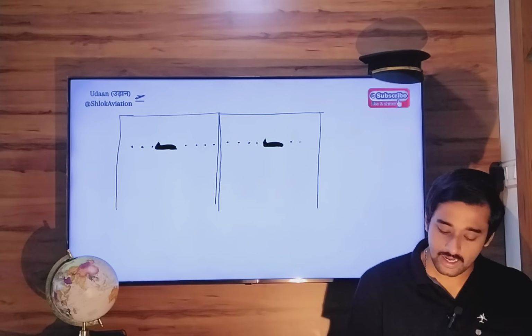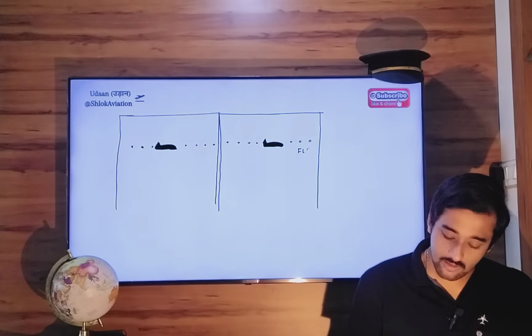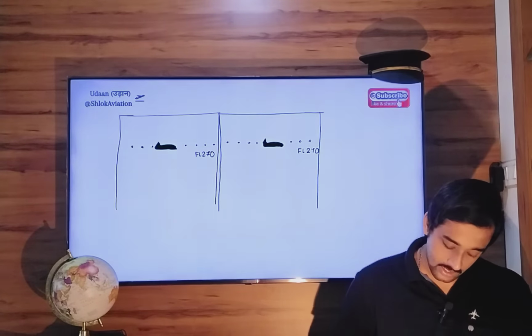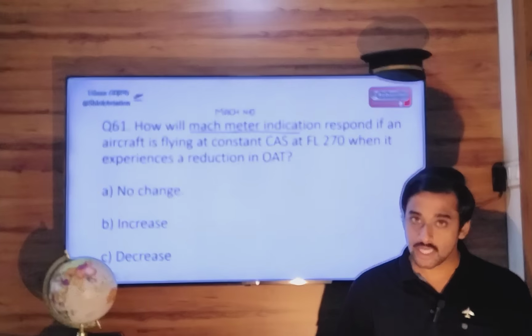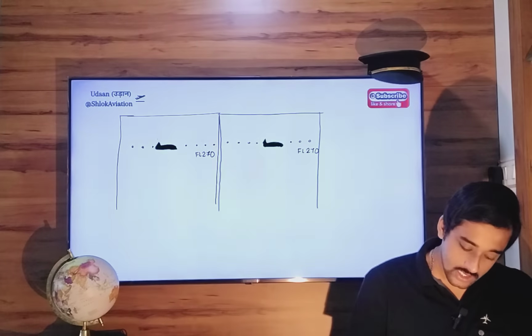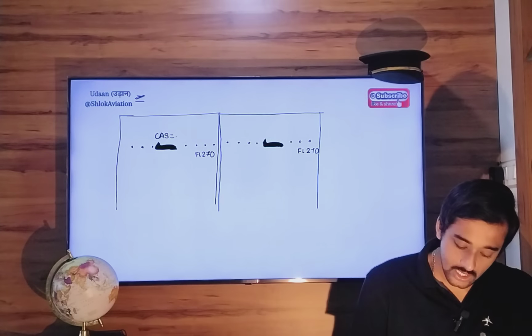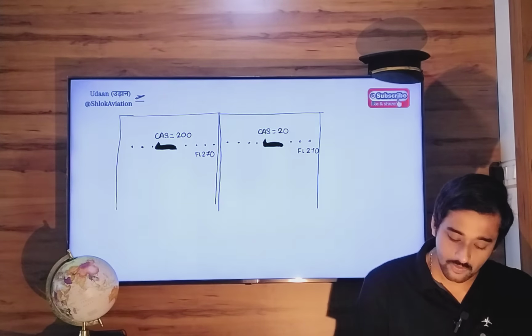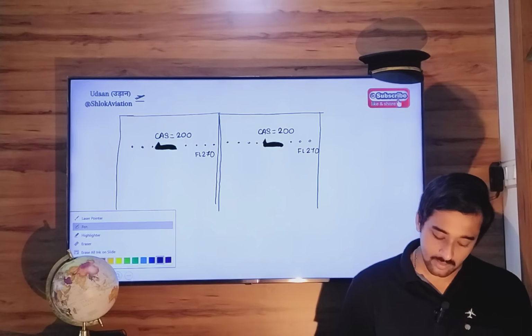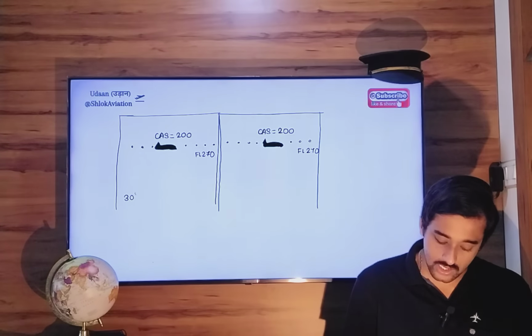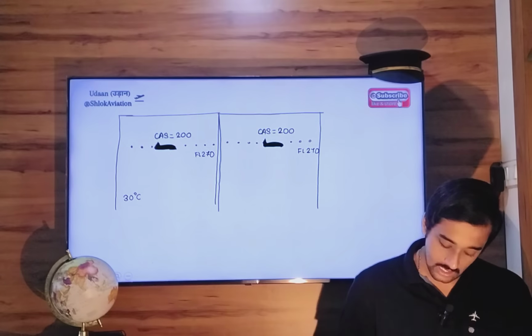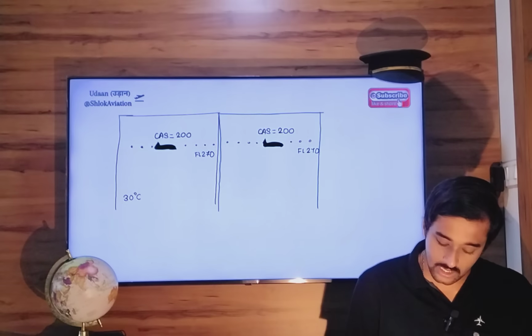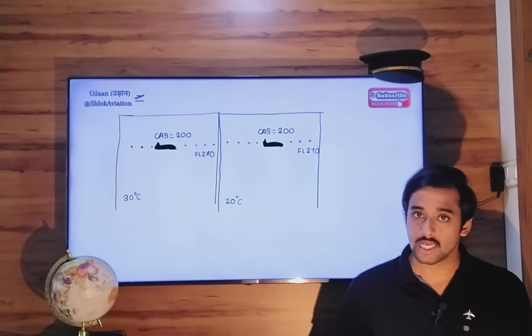A constant flight level of 270, that is 27,000 feet, and at constant calibrated airspeed. At constant calibrated airspeed, let's say 200 knots. Calibrated airspeed 200 knots. This is a warm air mass. Let's say it is 30 degrees Celsius. You enter a cold air mass. Reduction in temperature will happen.